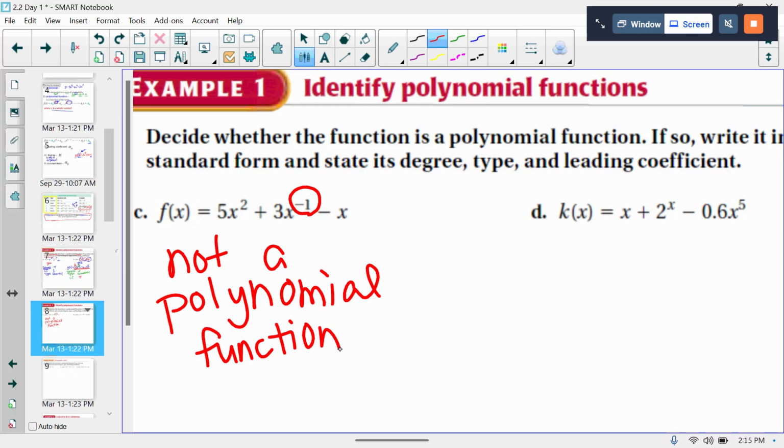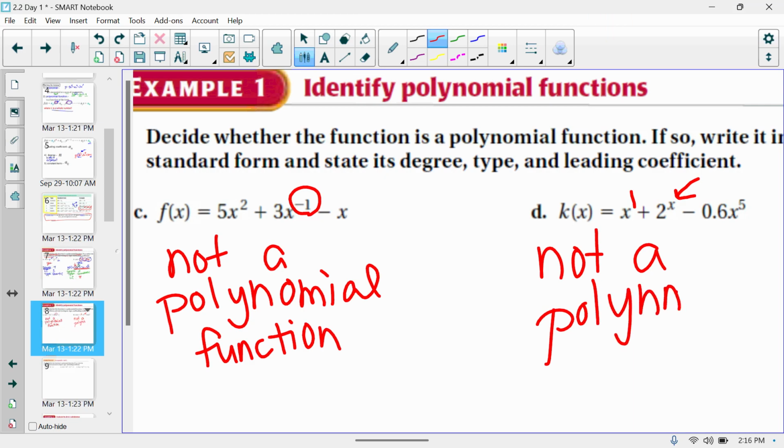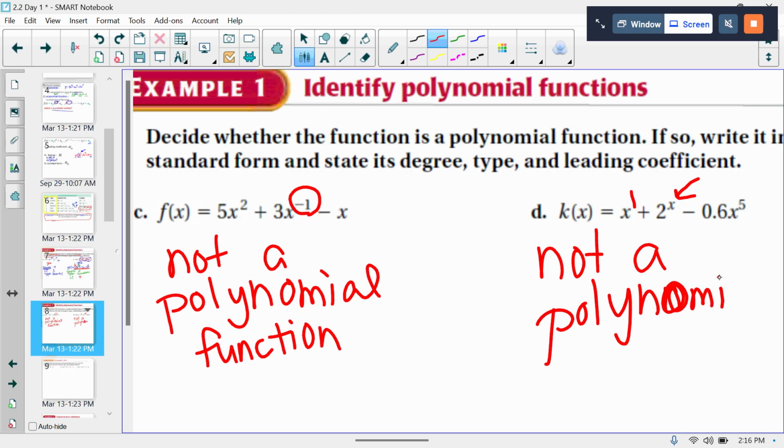Okay, look through your exponents on the next one. We have a 1, we have a 5, but this is a problem right here. The definition we wrote down earlier said the exponents have to be whole numbers. So you can't have a variable as an exponent because it has to be a whole number. It can't be a variable. So this is another one that's not a polynomial function. Again, it's some other type of function that you'll learn about later.